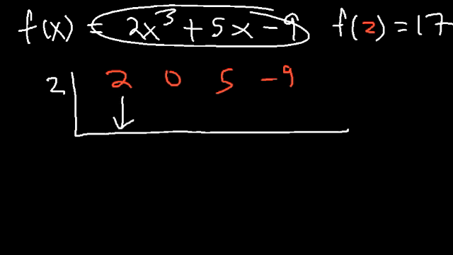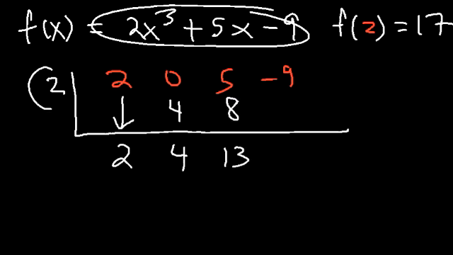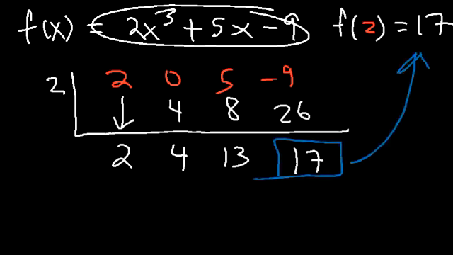So let's bring down the 2 first. 2 times 2 is 4. 0 plus 4 is 4. And then 2 times 4, that's equal to 8. 5 plus 8 is 13. 2 times 13 is 26. Negative 9 plus 26, or 26 minus 9, that's equal to 17. So notice that the remainder is equal to the solution. So that's another way in which you can evaluate a function using the remainder theorem.